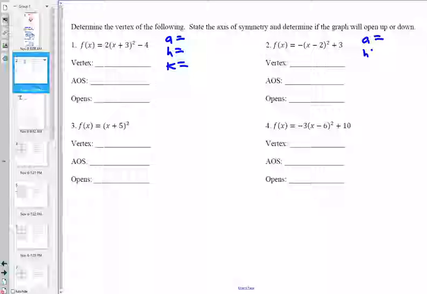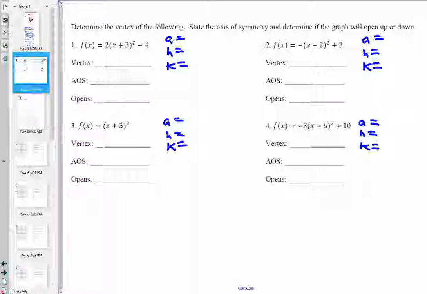A, H, K. A, H, and K. Sergio, which one do you like the best? A, H, or K? Me too. H. He said, huh, so I thought he meant H. It's my favorite too.